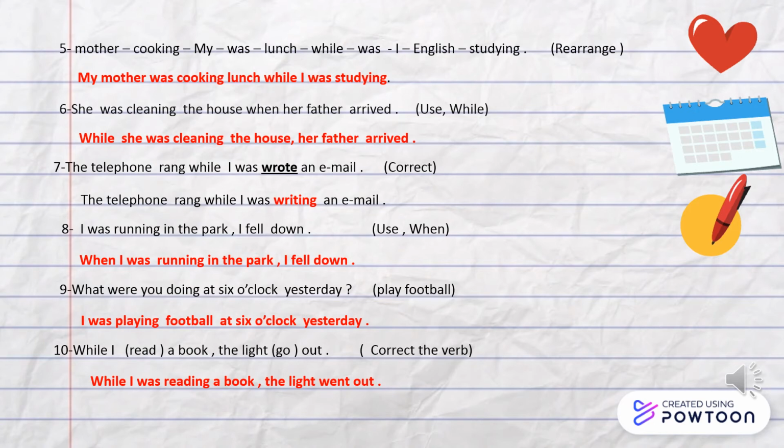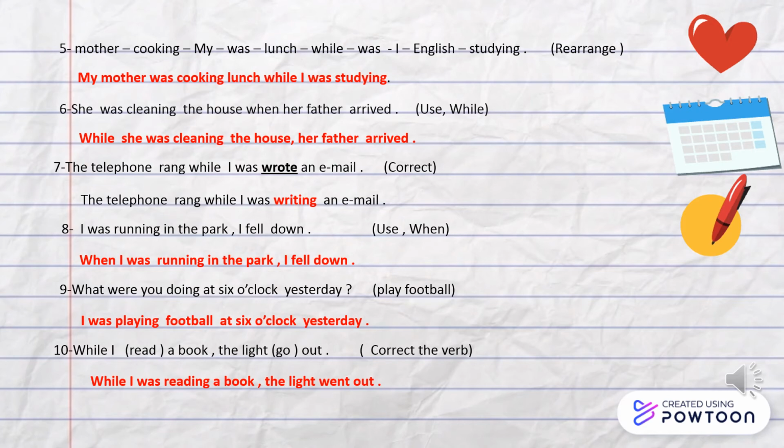Number 6. She was cleaning the house when her father arrived. Use while. As we said before, we should use while to connect these two sentences together. That's why we should remove when from the sentence. We also should notice that while, the letter W is uppercase, so we should start with while. So the answer would be while she was cleaning the house, her father arrived.